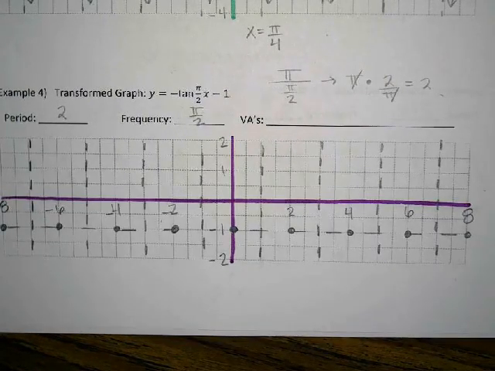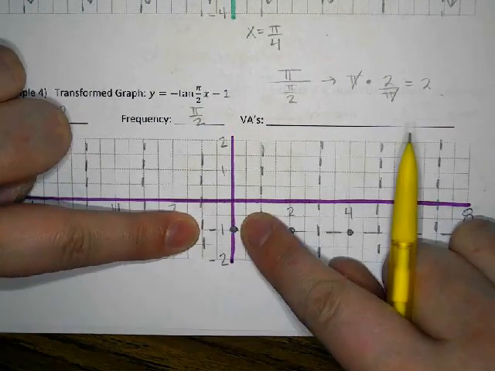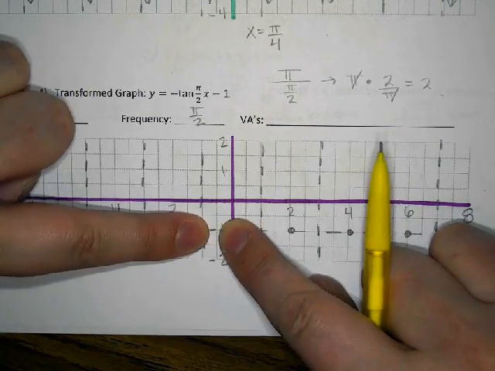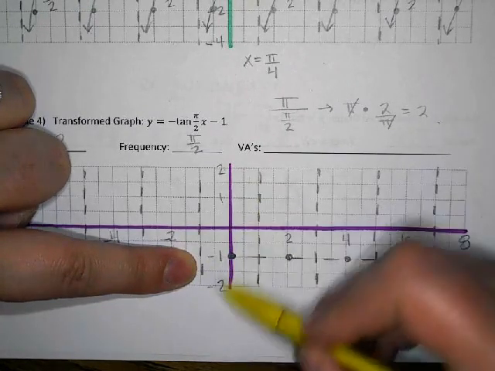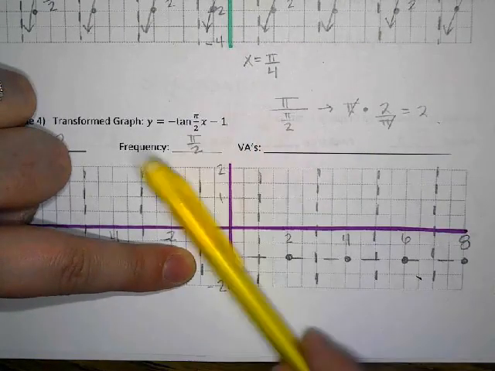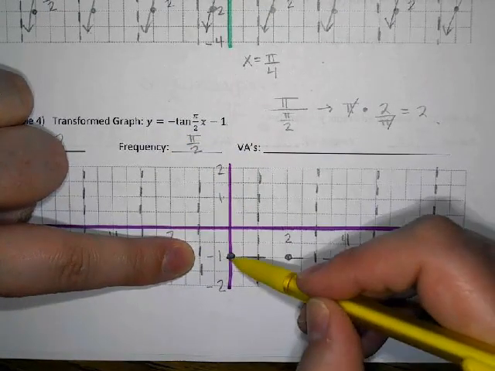And then what do we do from here? So halfway between the point and the asymptote. Normally, if it was a positive tangent graph, it would go like this. It would have a positive slant, but this is a negative tangent graph, so it's going to have a negative slant. And we're going to go halfway between the point and the asymptote.